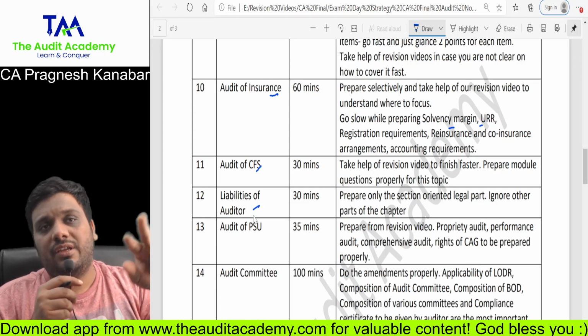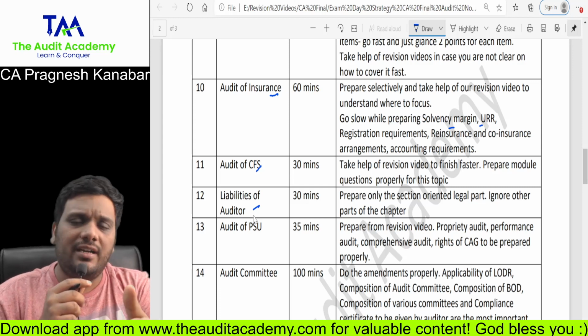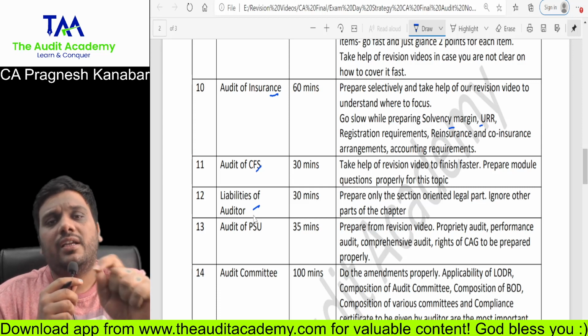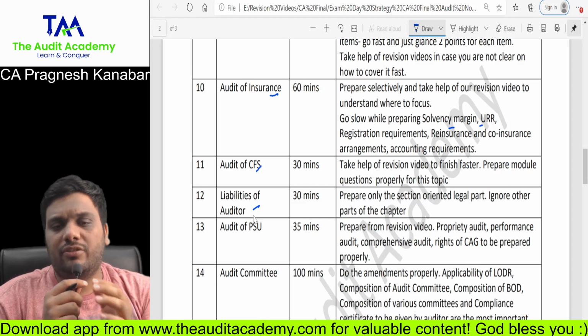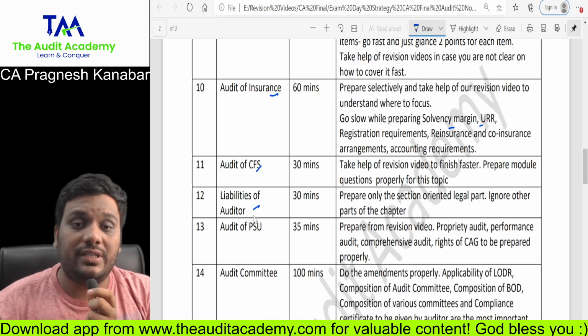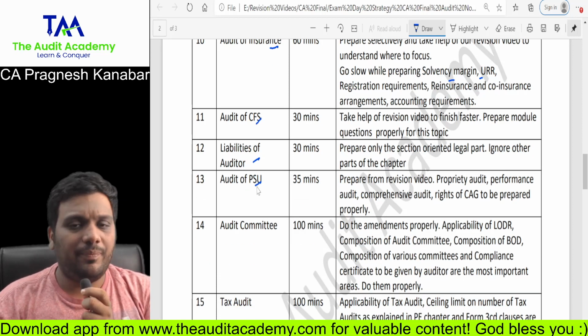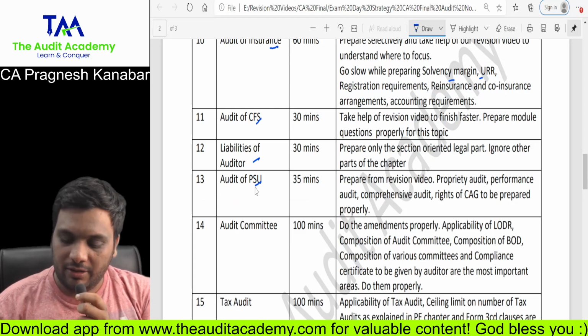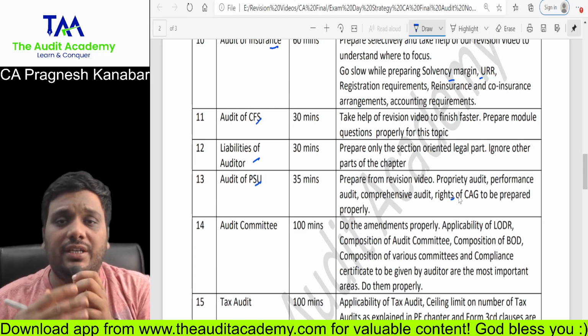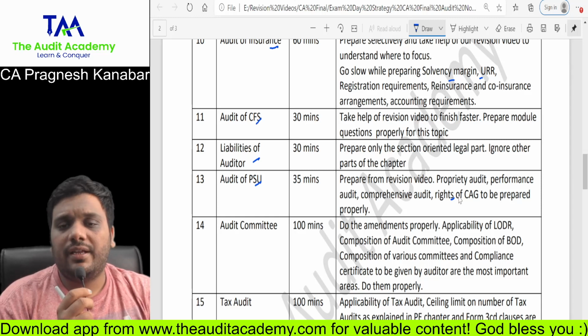Liabilities of auditor, in the last pages of the module, in the content book, whichever material you are referring, there are some sections where liabilities of auditor have been given. You have to just ensure that you're doing those sections properly. All right. Audit of PSU, very theory based topic. Propriety audit, performance audit, comprehensive audit, rights of CAG. These are some important areas over there, and 35-40 minutes should be more than enough for this particular topic.